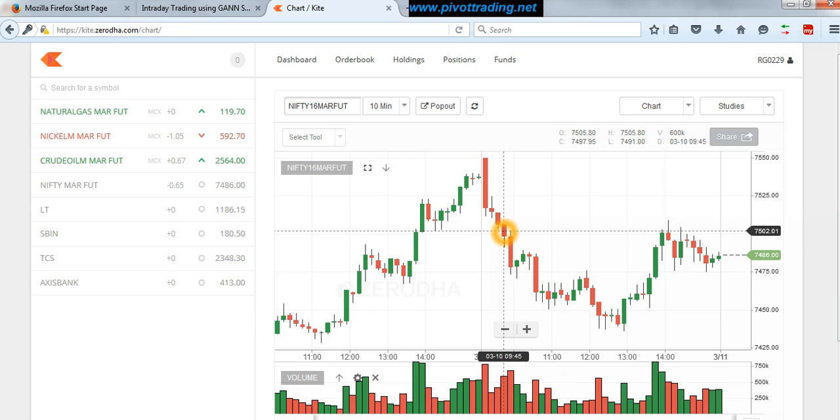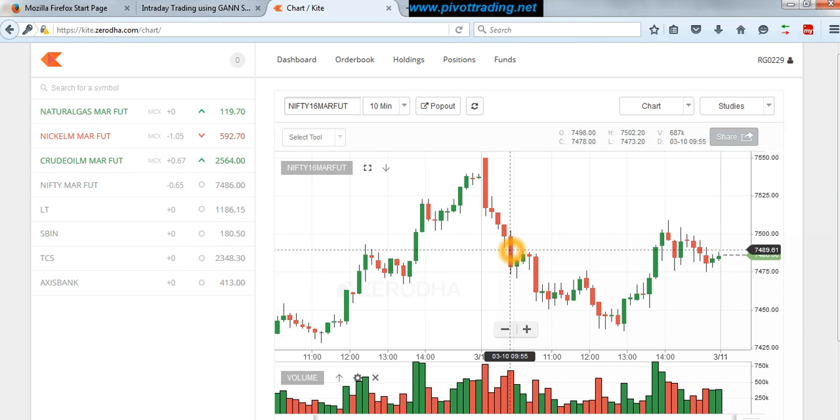So here at around 9:45 we entered into a short at 7503. At 9:55 we got our first target achieved. Now since our first target was achieved, we should not book immediately. We can keep a trailing stop loss at our entry level, that is 7503. So in the worst case, if the market reverses after the first target, we would at least just be spending our brokerage. At least we won't be making any loss.